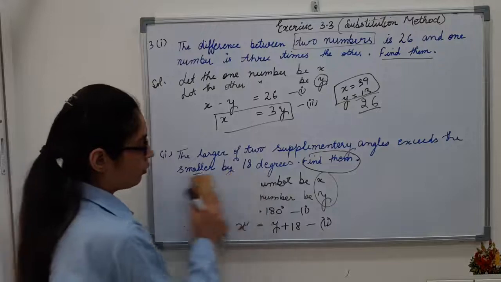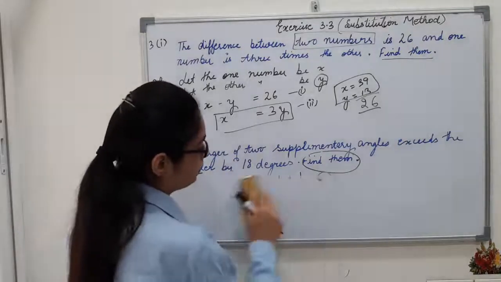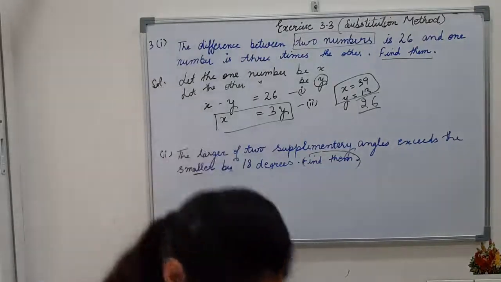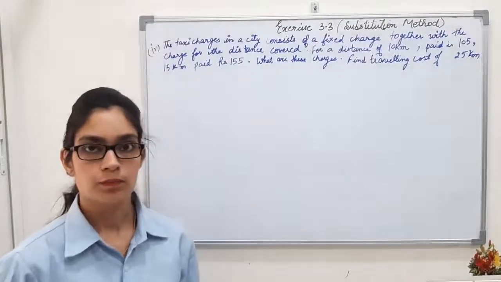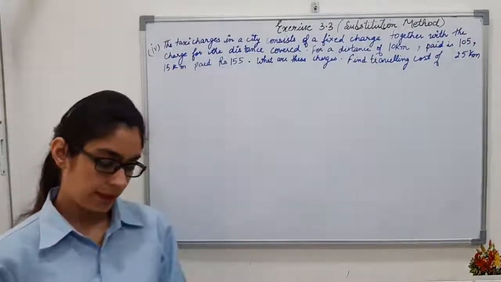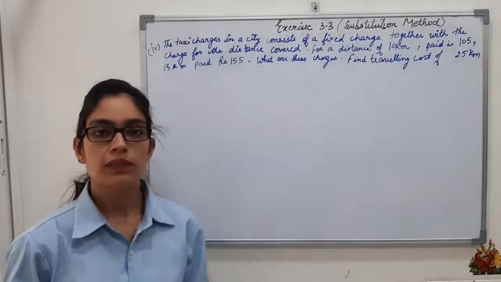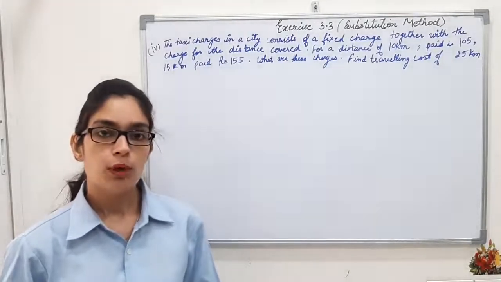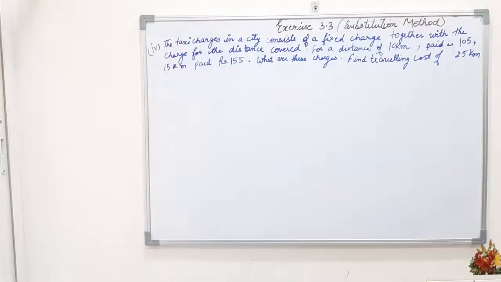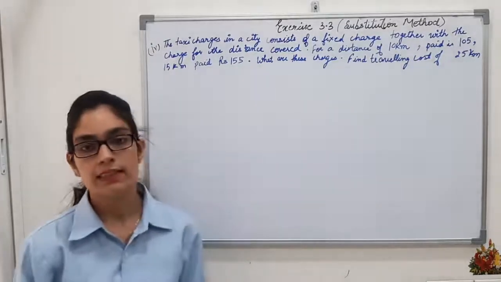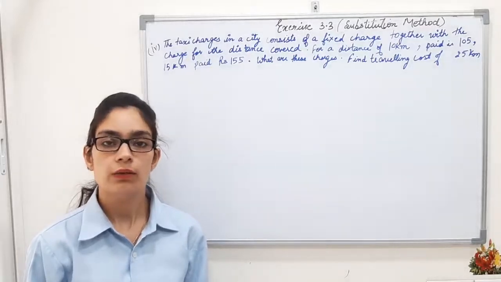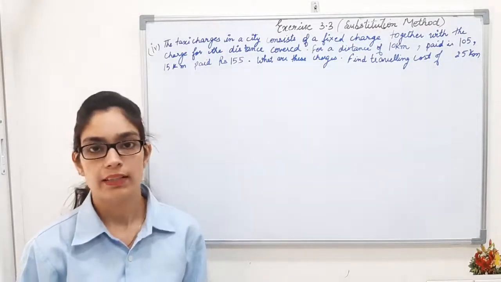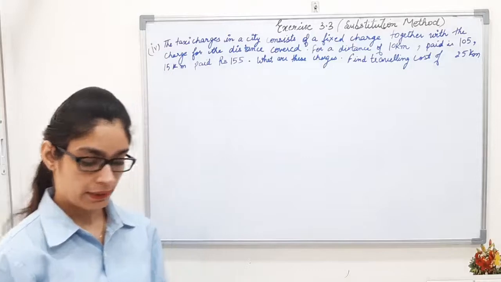Now let's move forward towards the third sum. The third sum is very much similar to the word problem which we have already done in exercise 3.1. You can easily make the equations and then you can use the substitution method to find it. Now let's do the fourth part.